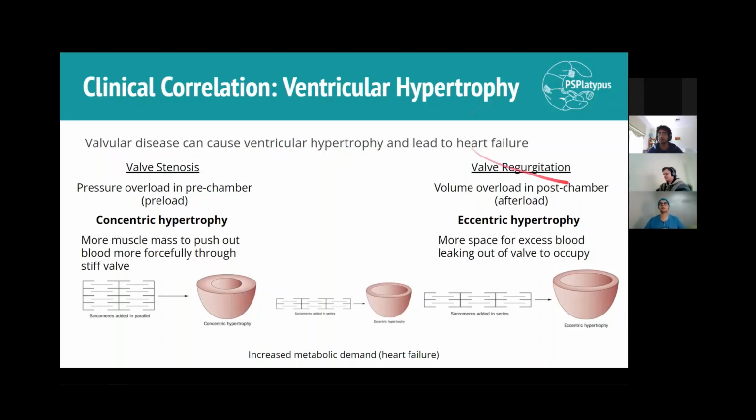So on the right over here, you have a similar thing occurring with valvular regurgitation. That's where you have a volume overload in your post chamber. So remember, keep in mind again, regurgitation is where blood is going through, but some of it's leaking back, right? So that's why you've got a volume overload in the post chamber. And as a result of that, you have eccentric hypertrophy. And that's a similar thing, except instead of growing along the width, they're growing along the length.